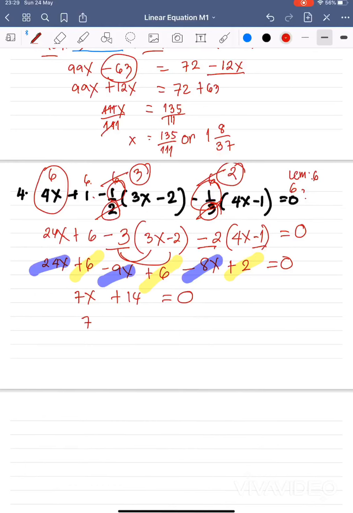So 7x now is equal to, transpose 14 to the other side of the equation. So we will have negative 14. So divide both sides by 7. So cut that one off. So that is x is equal to negative 2.